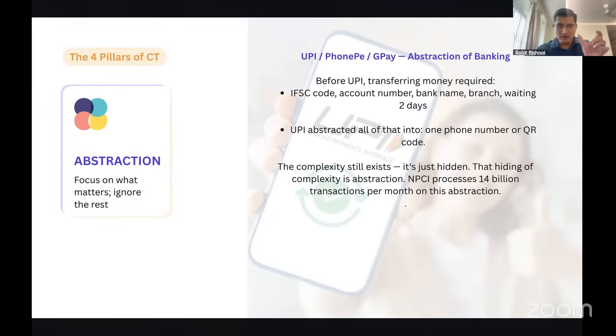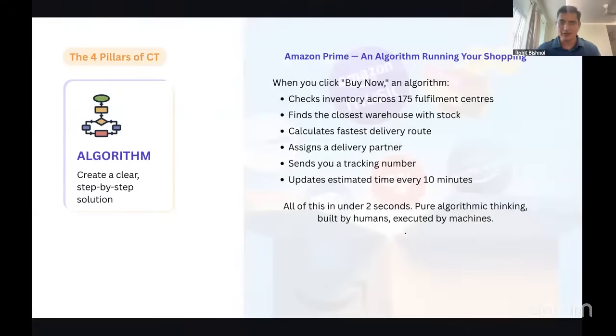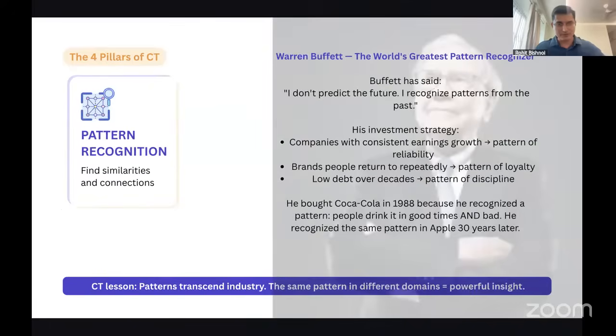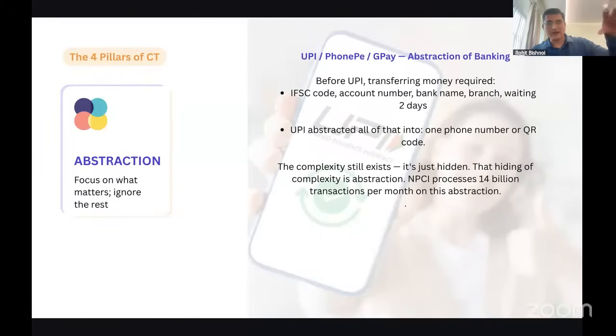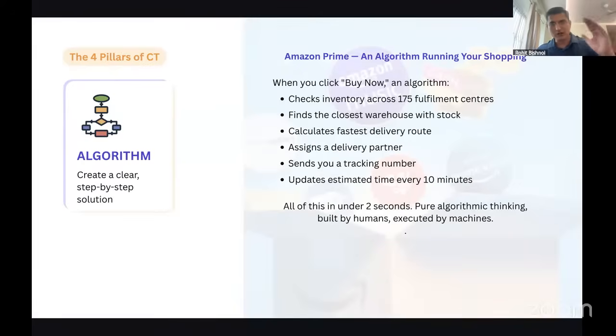So we have to teach our kids, if you have a question, what you have to focus on and what you have to ignore. If you have a problem, what are the focus areas and what are the areas you don't have to worry about. And the last thing is, once you have decomposed a problem, you have recognized the patterns, you have put your focus on what is important, now is how do you solve it. The fourth is algorithm. I have taken an example of Amazon Prime.